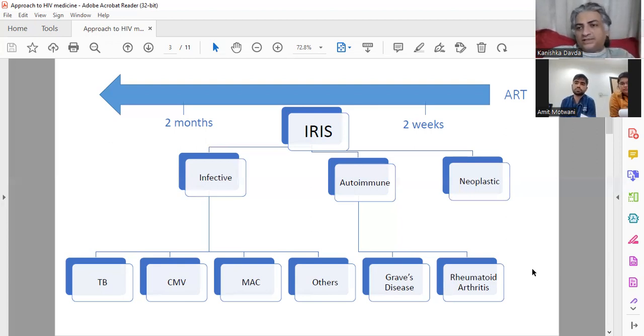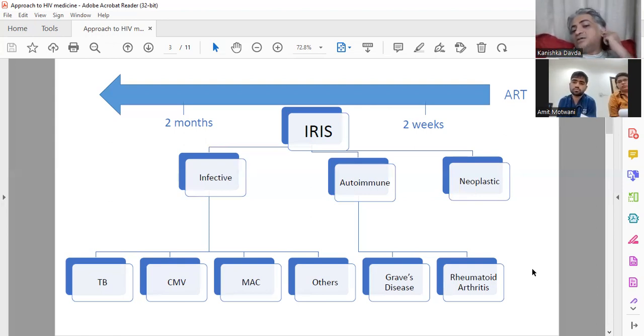So your rheumatoid arthritis patient is needing a lot of immune suppressants. If he gets HIV, his need for immune suppressants will actually come down. Right? Then you start the ART, immunity increases, the need for immunosuppressants may increase. Right? So that is IRIS of rheumatoid arthritis.